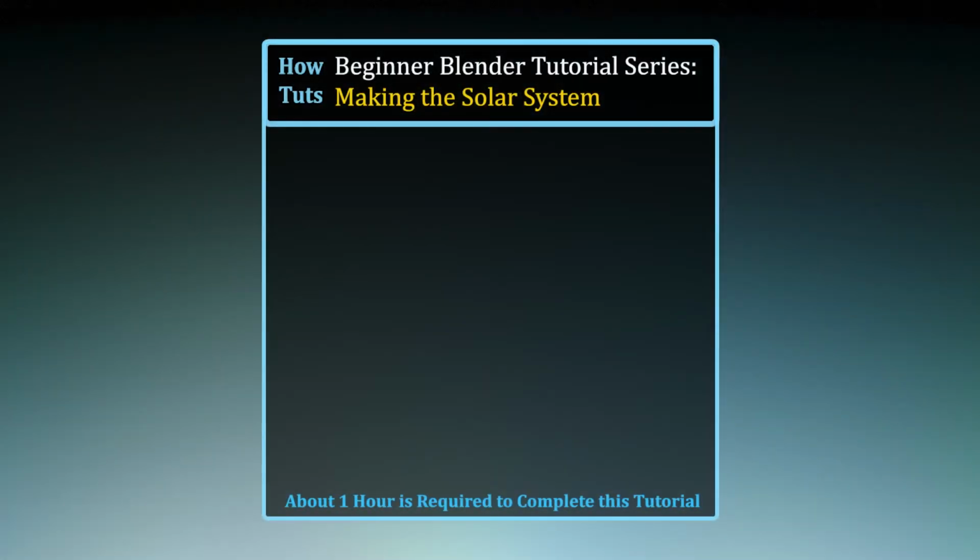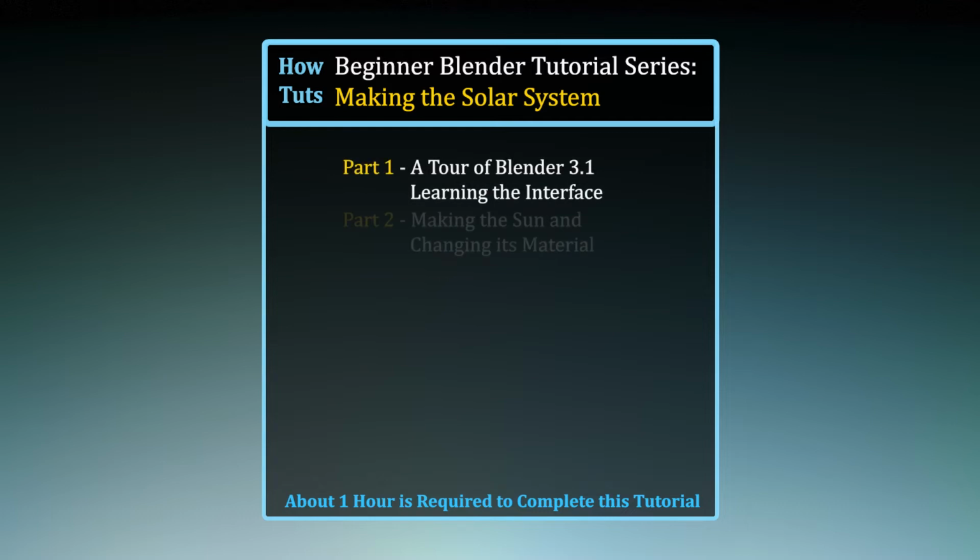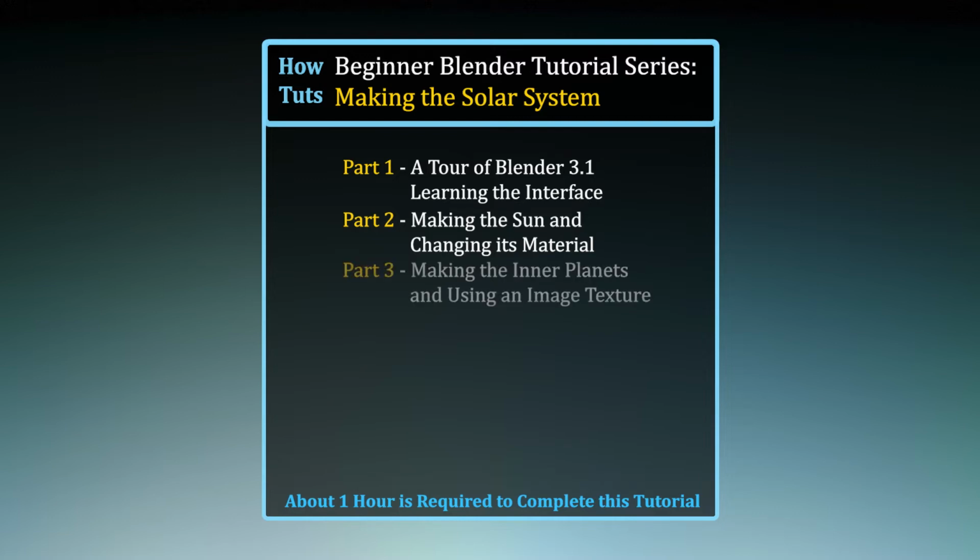This series consists of 6 parts. Part 1 introduces the Blender interface. In Part 2, we will create the sun and make it shine. In Part 3, we will construct the inner planets using solid colors for the materials for all but the Earth. There, we will use a free image texture instead.